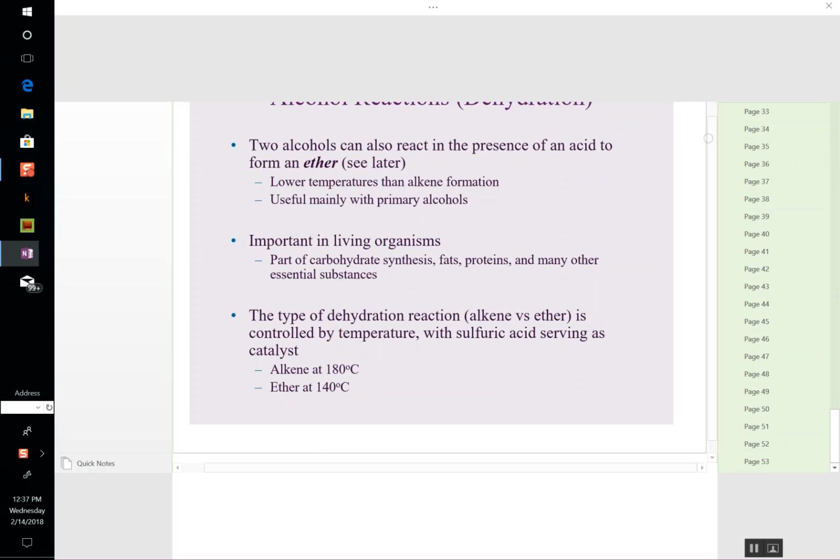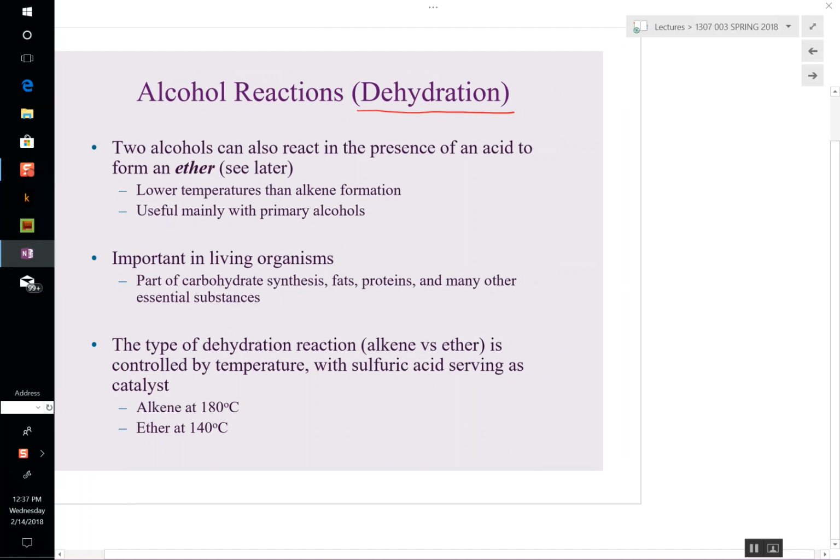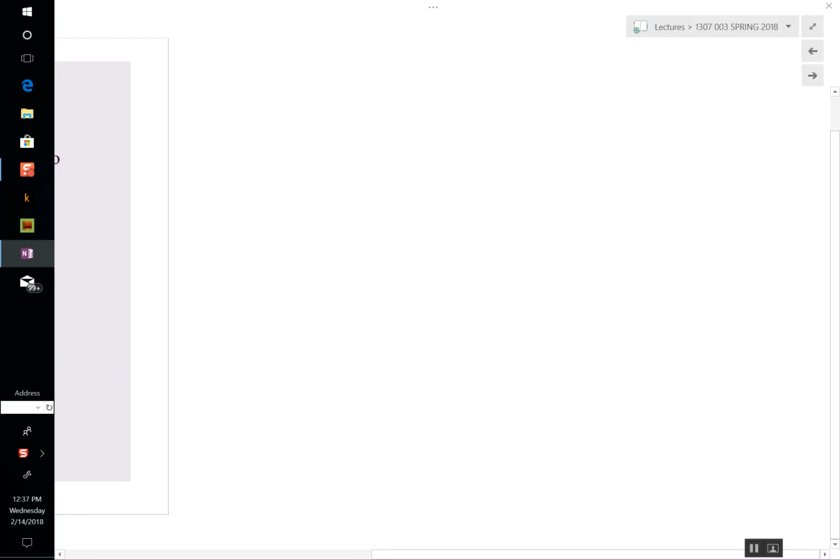So this is probably one of the key things today, is learning this last reaction, which uses a word you've heard already, dehydration. With regard to alcohols, you just gave me a homework assignment that had some reactions like that. So this is a different kind of dehydration.